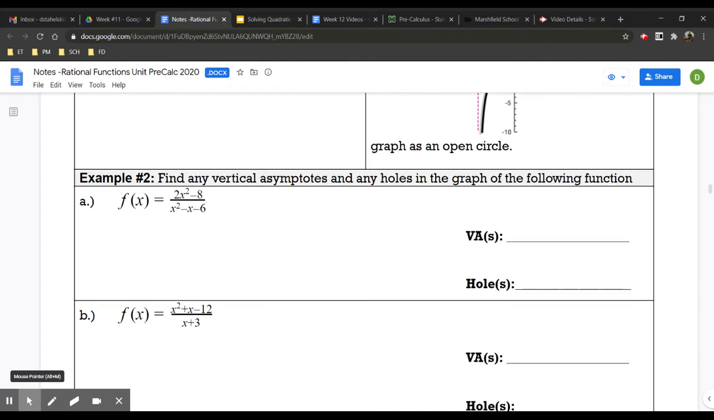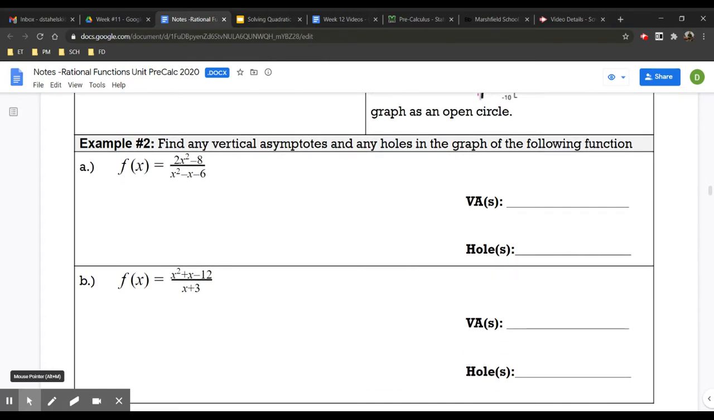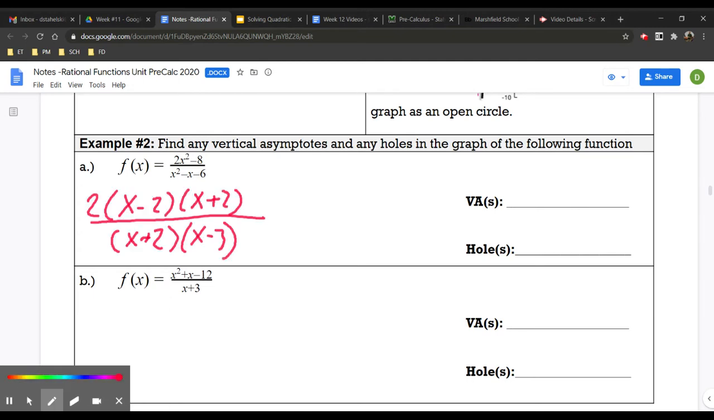Okay, so we want to find any vertical asymptotes and any holes in the graph. So what we want to do first is factor the numerator and factor the denominator. So let's do that right now. Okay, so we factored the numerator, we factored the denominator. So we want to find any vertical asymptotes and any holes.